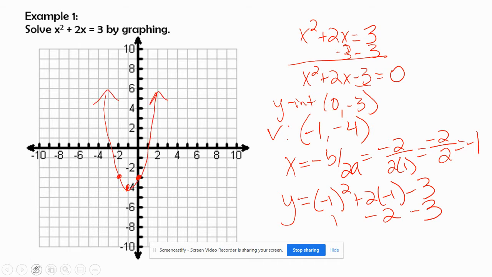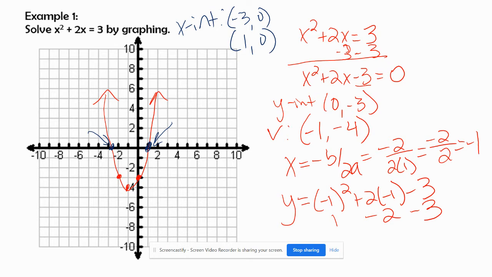So if I were to draw this graph, do I have x-intercepts? Well, yes, I do. There's one right here and one right here. Now remember, we're graphing, we're estimating based on just the vertex and the y-intercept that we could find. So we're estimating our x-intercepts to be, let's say, -3, 0, and 1, 0.